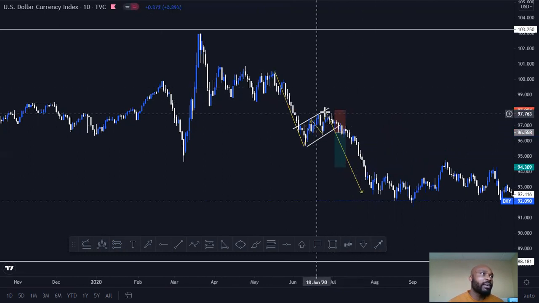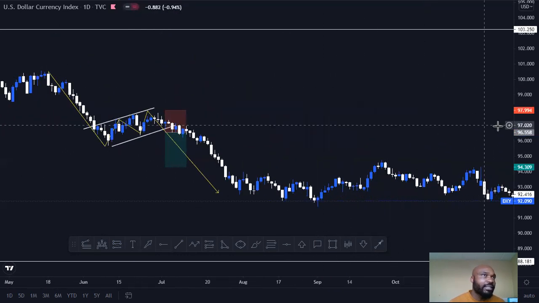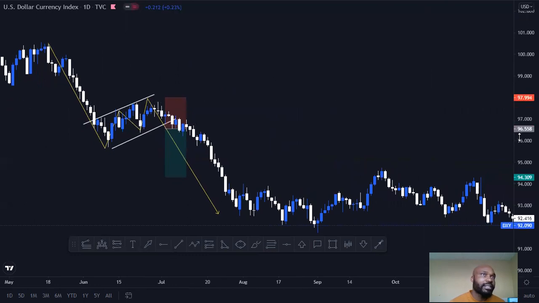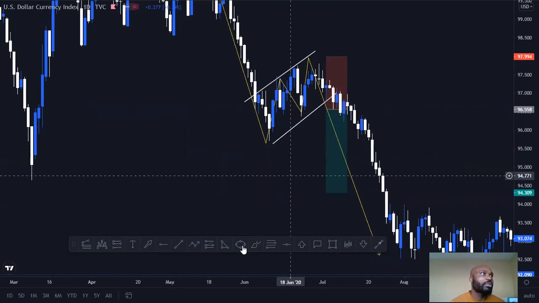So your entry is at the break of the structure, but remember I told you guys my entry will be what? A risk entry. Can we get a risk entry there? Yes. How can we get that risk entry? I've already seen a double top there.